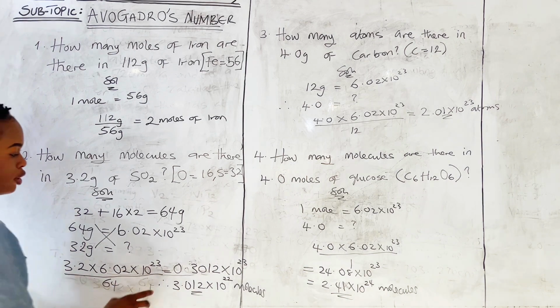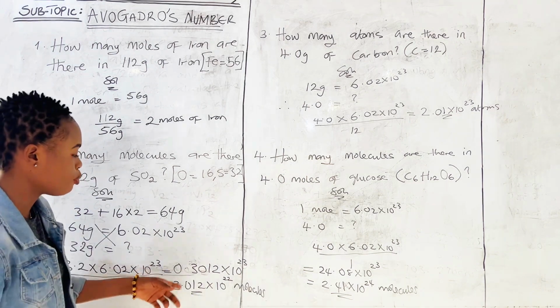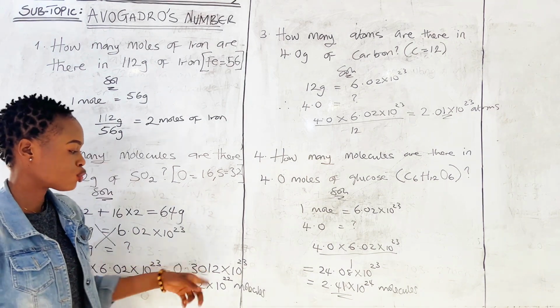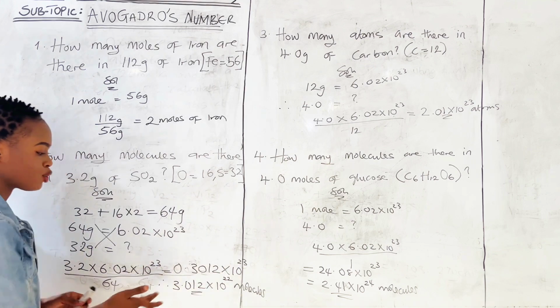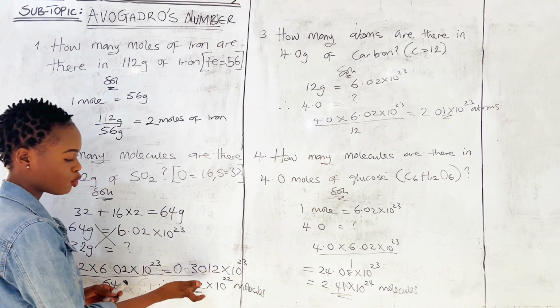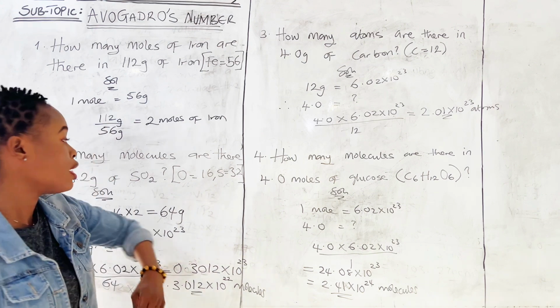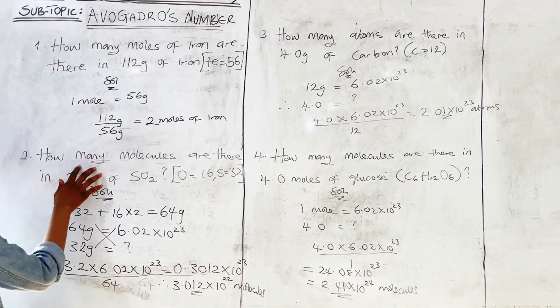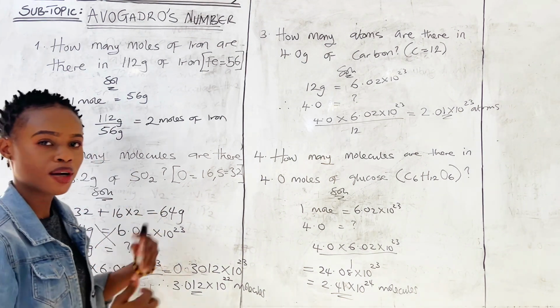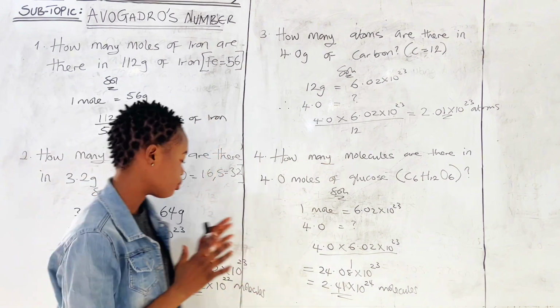Then when you use your calculator, you get your answer. So you get 0.3012 times 10 to the power 23, or better yet, you can leave it as this: 3.012 times 10 to the power 22 molecules. Your answer is a molecule because the question said how many molecules. I don't know if you are understanding what I'm trying to explain.